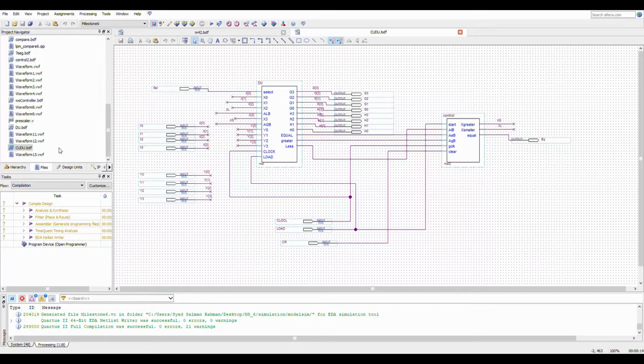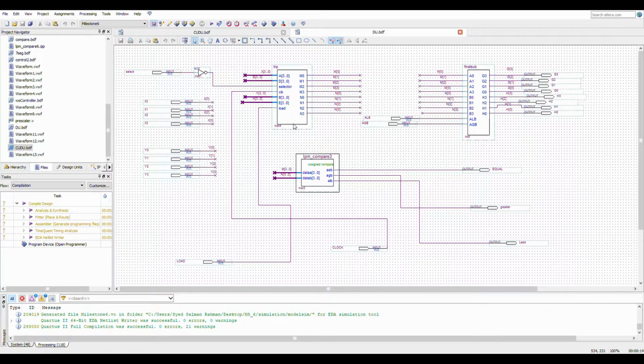I'm from Group Horse Riders and I'm going to explain milestone 5 and 6. For milestone 5 and 6 we did GCD version 2, and there are two parts. One is the data path or data unit and the other is the control unit. In the data unit, there are three main components: the input, the subtractor, and the comparator.